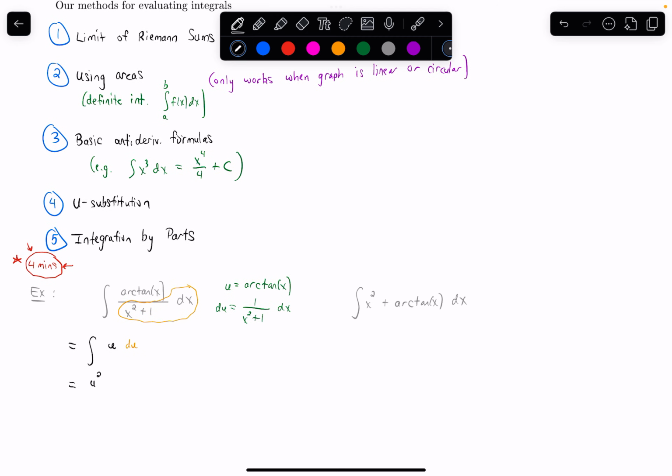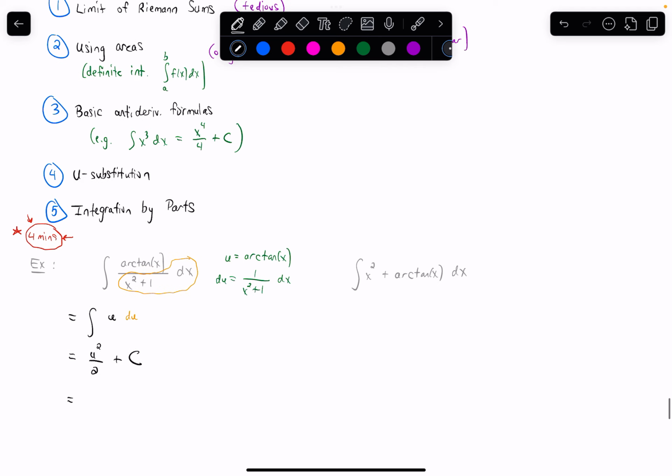I need that antiderivative. Oh, that's just u squared over 2. Got to put my plus c. And then my last step is to plug back in for u. So that'll give me arctan of x getting plugged back in. That whole thing gets squared over 2 and then plus c.